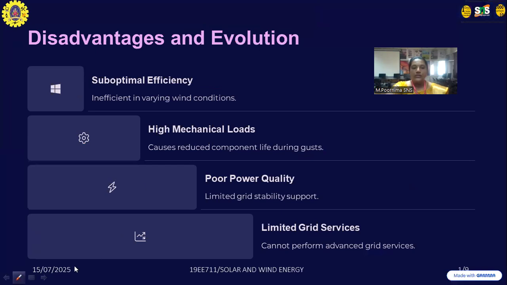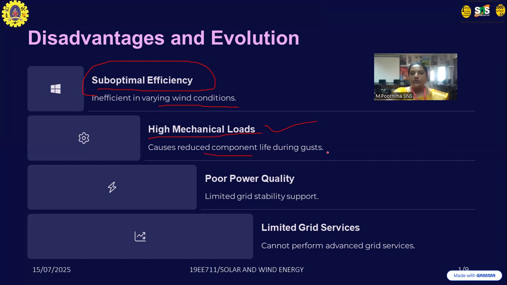Now coming to the disadvantages. What are the disadvantages? Suboptimal efficiency, that is, it is inefficient in varying wind conditions. High mechanical load reduces component life during gusts. Poor power quality, limited grid stability operations, and limited grid services. These are the main disadvantages.